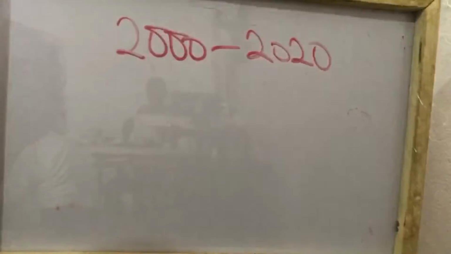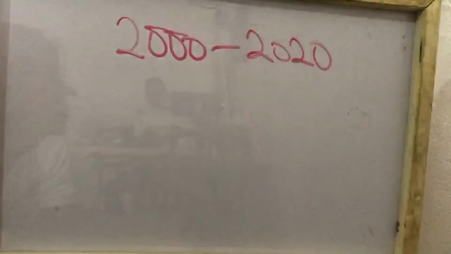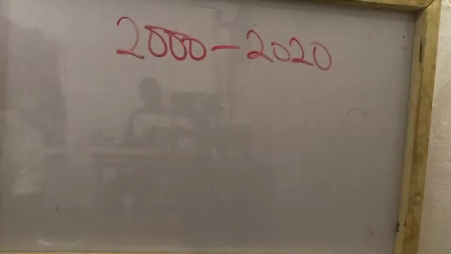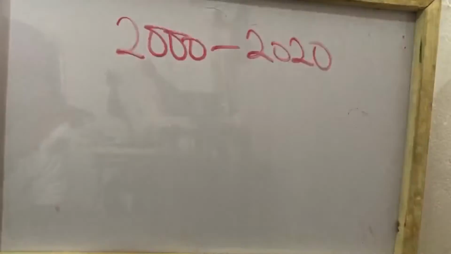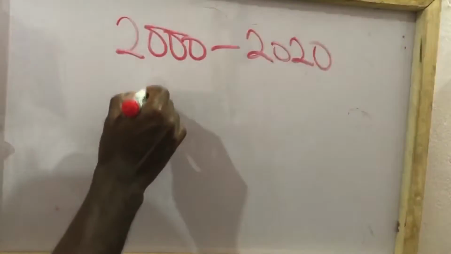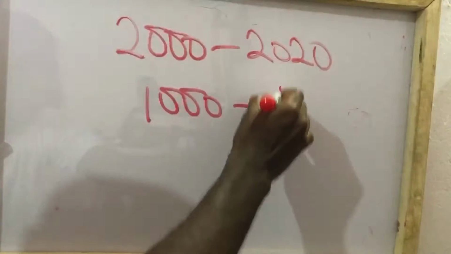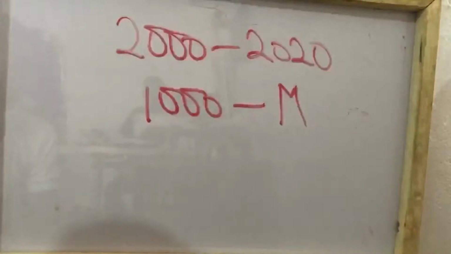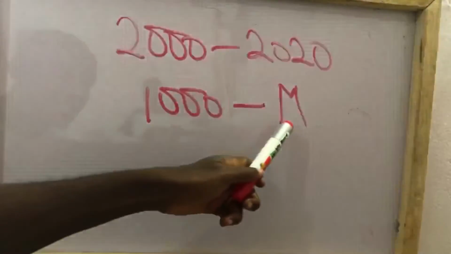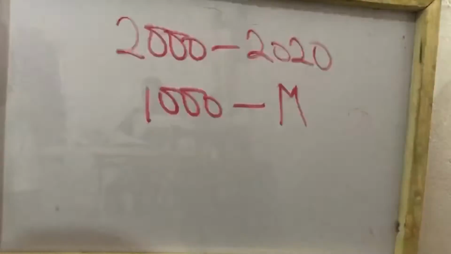Good day, my dear. Today, I want to be writing 2000 to 2020 in Roman numerals. Now, the basic foundation that we need to understand is that 1000 represents M in Roman numerals. So it is on this that we are going to be writing our 2000 to 2020 in Roman numerals. Don't forget, M means 1000 in Roman numerals.